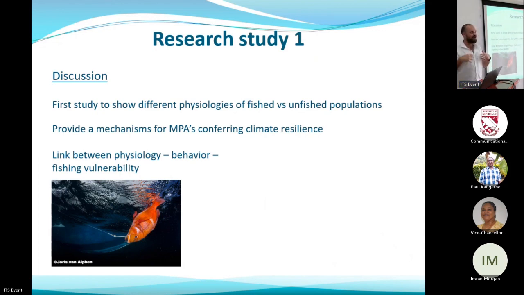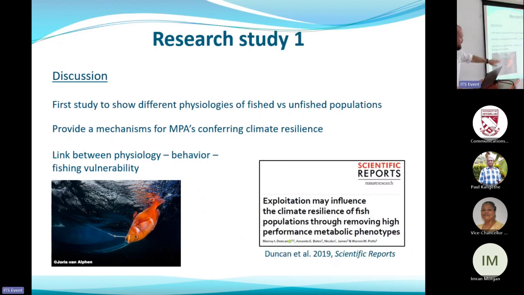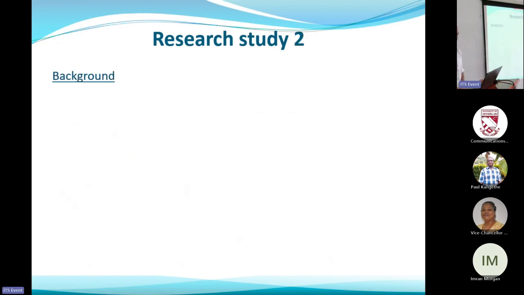Your personality type, if you're a fish, you're generally bolder and more aggressive. So if you think about how this fishery works, you drop a bait on the bottom, and the most aggressive, boldest individuals are caught first. We also call this, in the behavior literature, fishing populations towards more timid states, and that has associated physiologies and climate responses. If you want to read more about that, we published this paper in Scientific Reports in 2019.